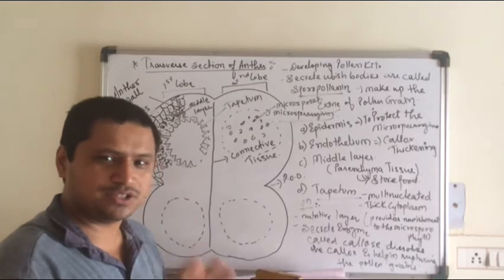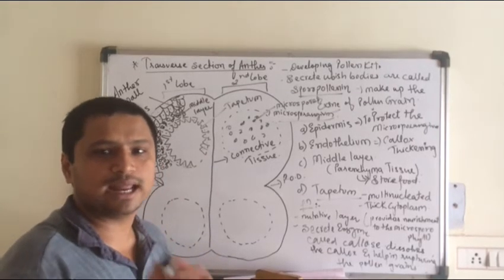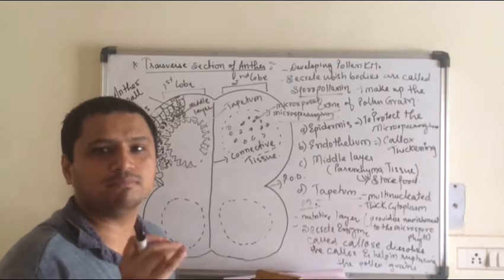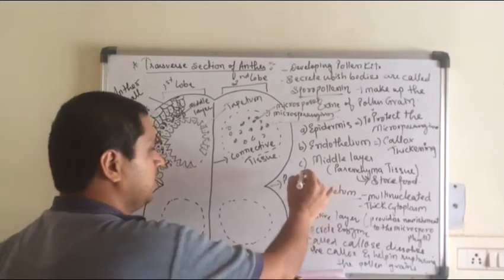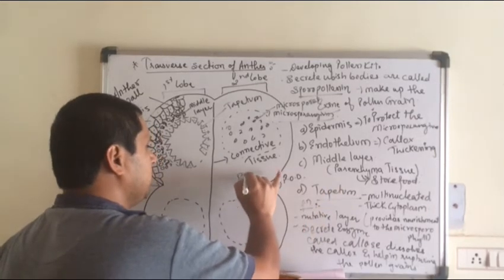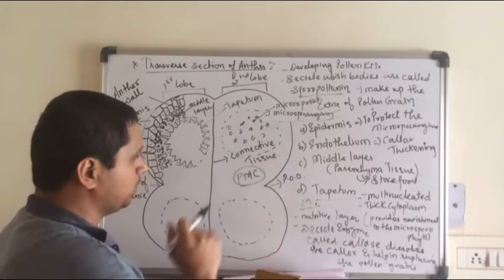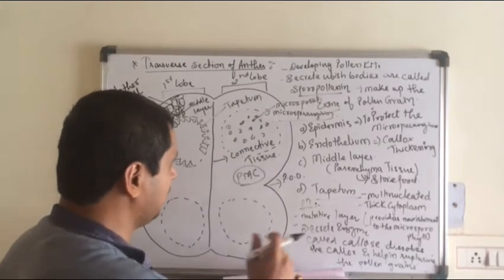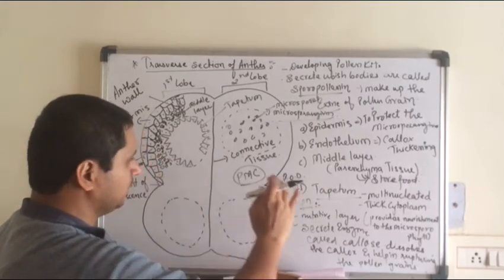These pollen grains are produced from the pollen mother cells, or the microspore mother tetrad cells, that is the PMC. It is known as the PMC. Okay, so I hope you are clear with the structure of the anther and the function of the tapetum.